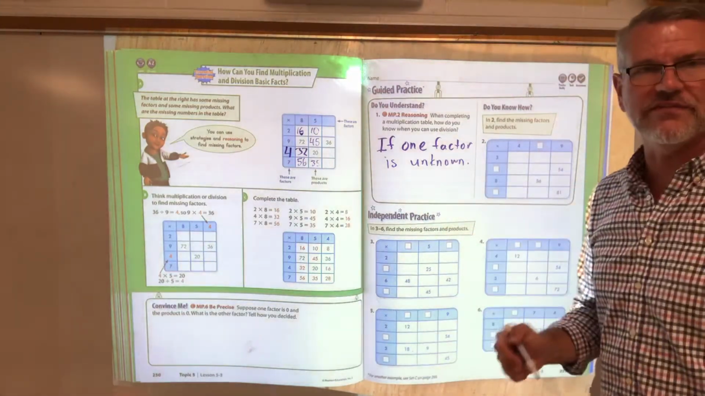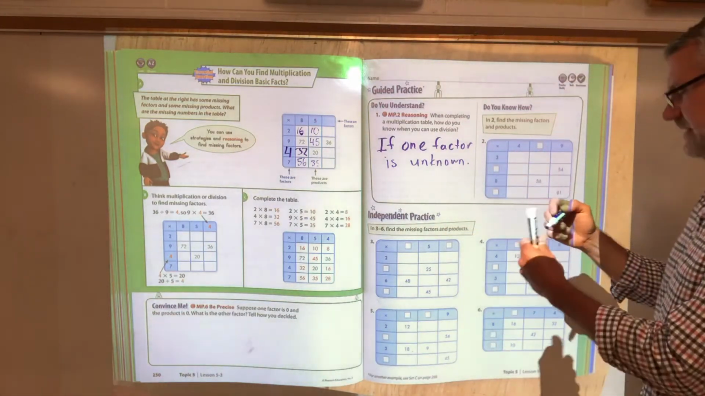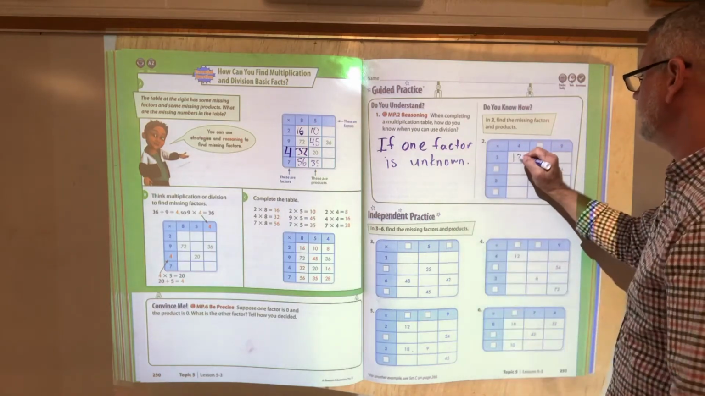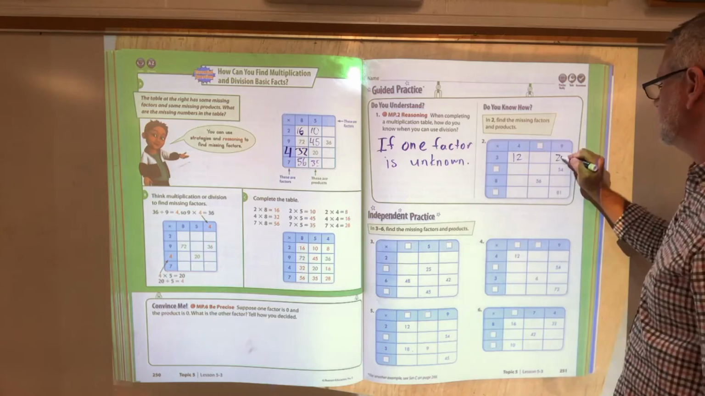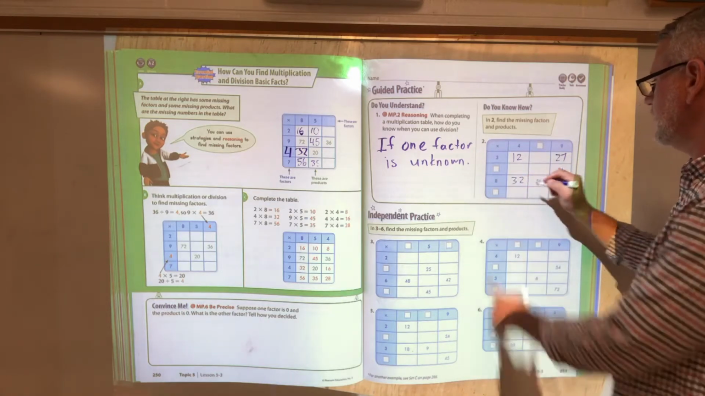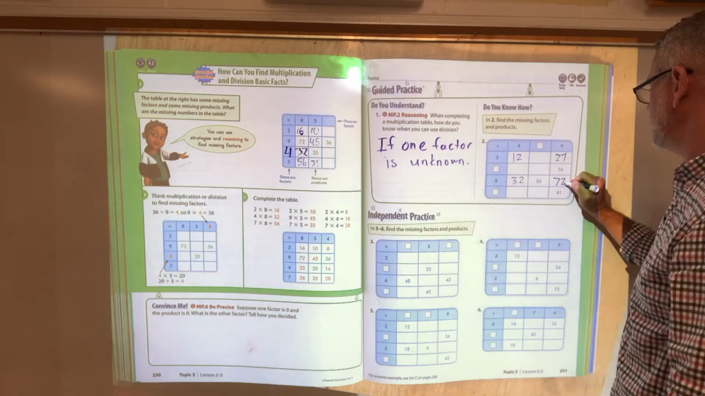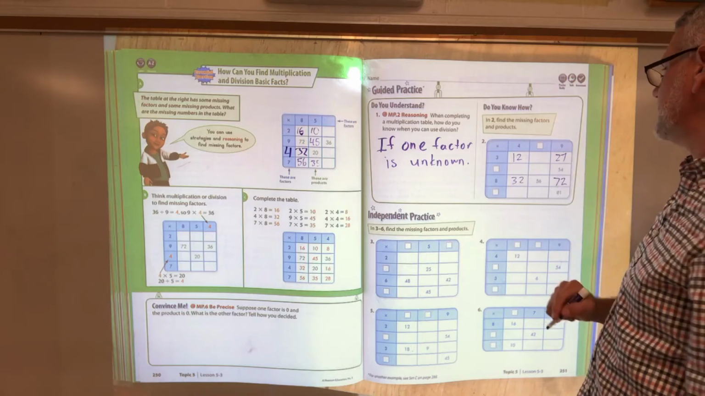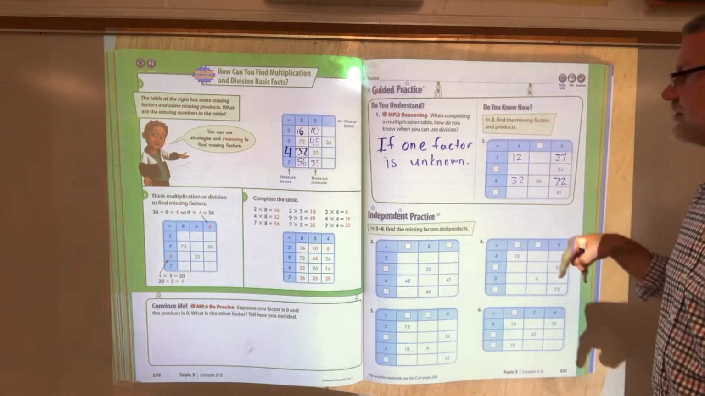All right, let's do one more of these. So let's fill in what we already know. 3 and 4, that's going to be 12. 3 and 9, that's going to be 27. Okay, 8 and 4 is 32. 8 and 9 is 72. So those are the ones we can get right off the bat. Now we've got some missing factors. Let's figure out this one first.